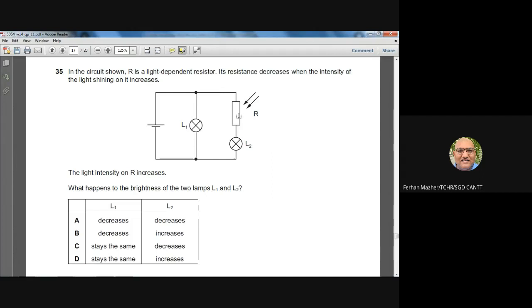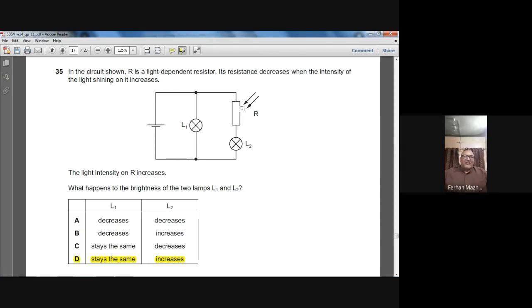So the brightness of L2 will become more, but the resistance of L1 will remain the same, whatever it was before. Question number 35. D is the option. You know, the brightness depends upon the power actually. In L1, the voltage was the same, the resistance is the same, so the current will also be the same. So the power is the same in L1, and it will remain at its normal brightness, whatever it was before.